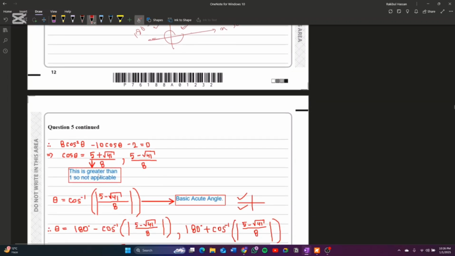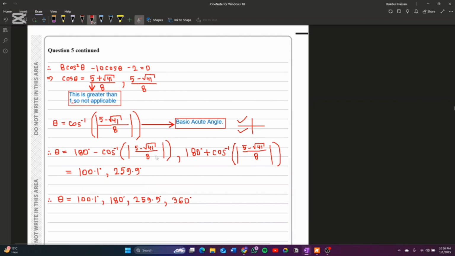We get 2 values, but one of them is greater than 1, so this is not applicable. We only use one value, and this value is negative. That means we have to find the angles in the second and third quadrant. Finding this, you can do easily. We have these two values. Therefore, in total, we have four values. We can ignore the 0 degree. This doesn't give any real value actually.